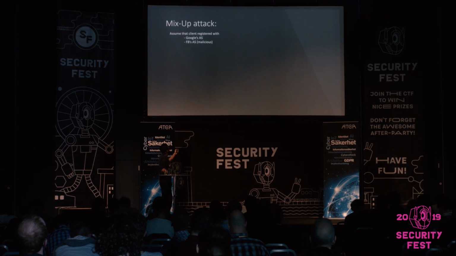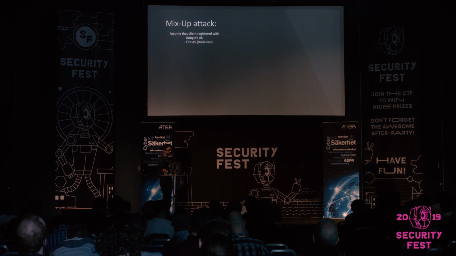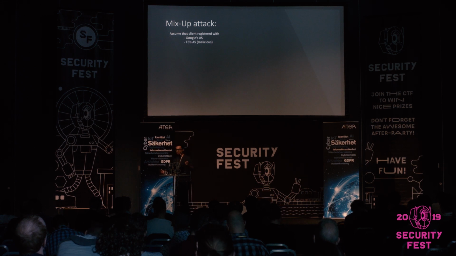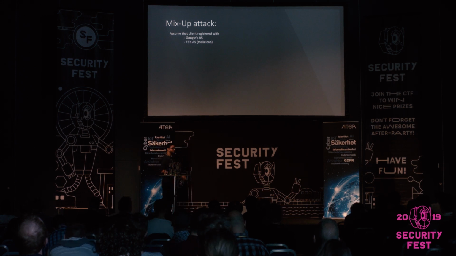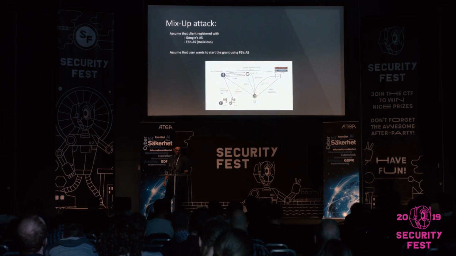So I'm going to take the example of two AS, authorization servers. One is Google, one is Facebook. And let's just assume that Facebook goes malicious. No offense to Mark Zuckerberg or Facebook. It's just that Facebook has been in the news of late. And let's see the flow using this diagram.